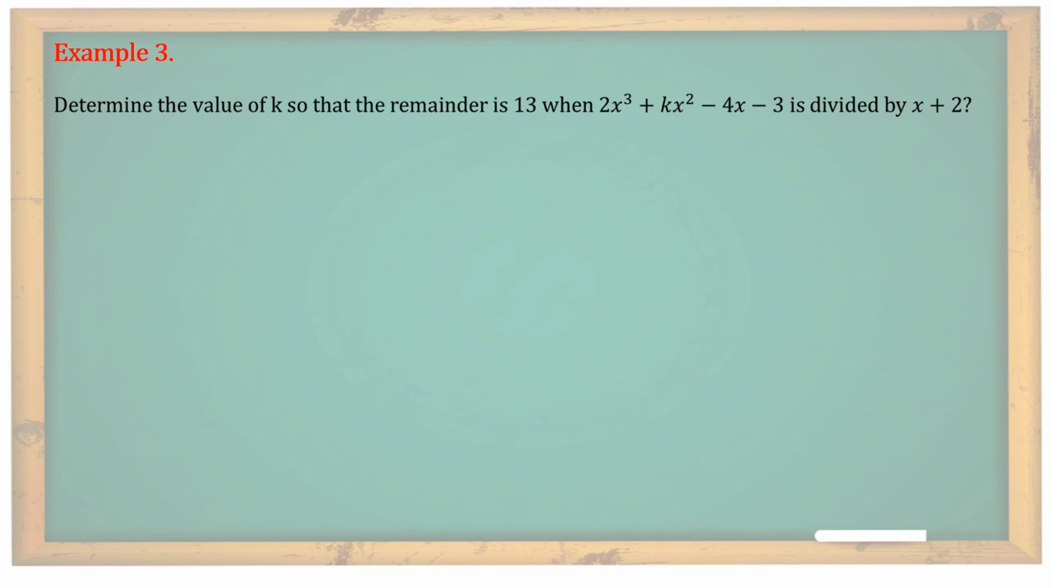So papaano? 'Di ba p of c kanina, yung ating p of c is equal to r, right? P of c is equal to r. Hanapin natin yung value nitong negative 2 natin. Yung ating remainder ay 13. Ayan, no? The remainder is 13. So therefore, ito ay p of c equals 13. And what is our c dito or yung ating x? What is the value of x? Palitan natin yan ng x.